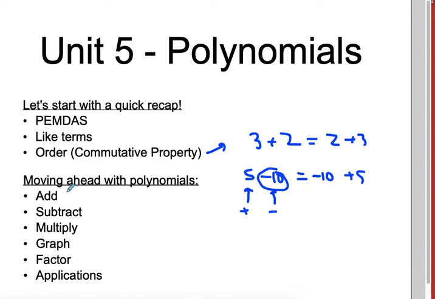And then moving ahead with polynomials, we're going to be doing all these things to them. We're going to be adding, subtracting, multiplying them. We're going to be graphing them, and we're going to be factoring and doing some word problem application problems with them. So polynomial, poly means many, and nomial means terms. So we're dealing with many terms. That's what that kind of translates out to, many terms.